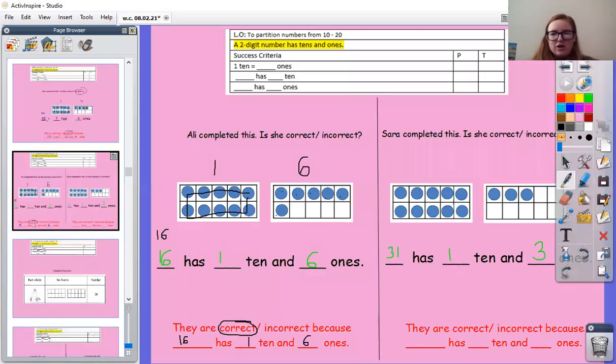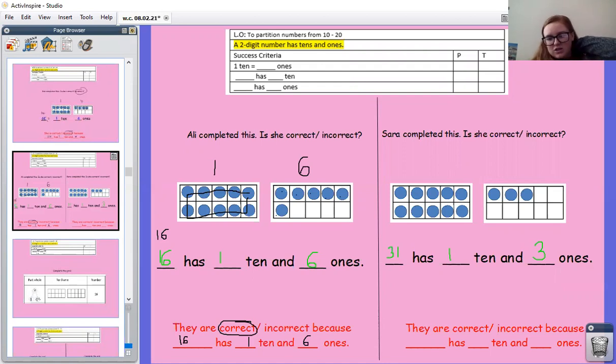Fantastic. Okay, let's have a look together. So here, Sarah completed this. Is she correct or incorrect? So Sarah says, what number is this? 31. She thinks this representation is representing 31. 31 has 3 tens and 1 one. Okay, let's have a look.